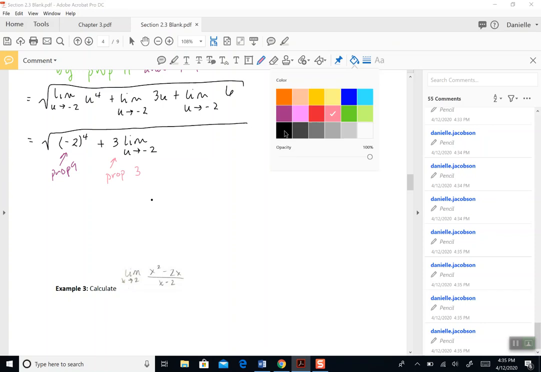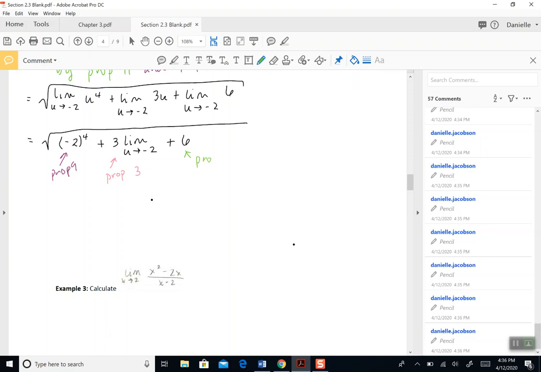Right, next we have plus, and then here we see that we're just going to a constant, so we know that that limit is simply going to be the constant, and again, that was by property 7, which we've seen a few times now. All right, so still haven't finished taking all of our limits. All right, -2 to the 4th is, I believe, and by 32, I mean 16. So -2 to the 4th is a positive 16.